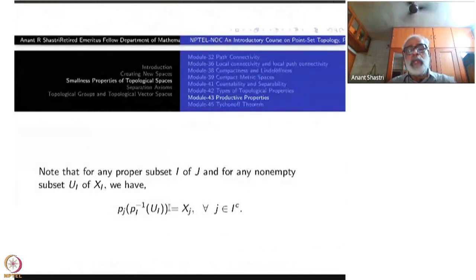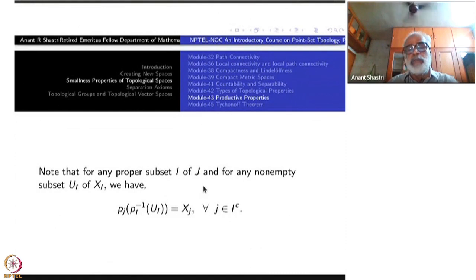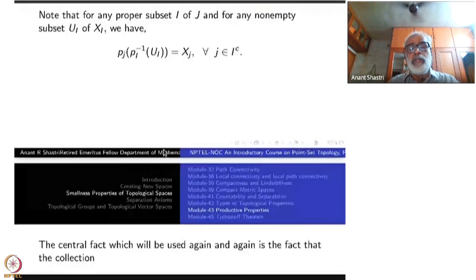So note that for any proper subset I of J and for any non-empty subset Ui of Xi, we have the little jth projection of pi inverse of Ui is the whole of Xj for all j in the complement of I. Complement of I will pick up all the elements Xj, that's pi inverse of Ui. Observe this one. So these are basic things which you have to be familiar with, then only you can make sense out of the product space.